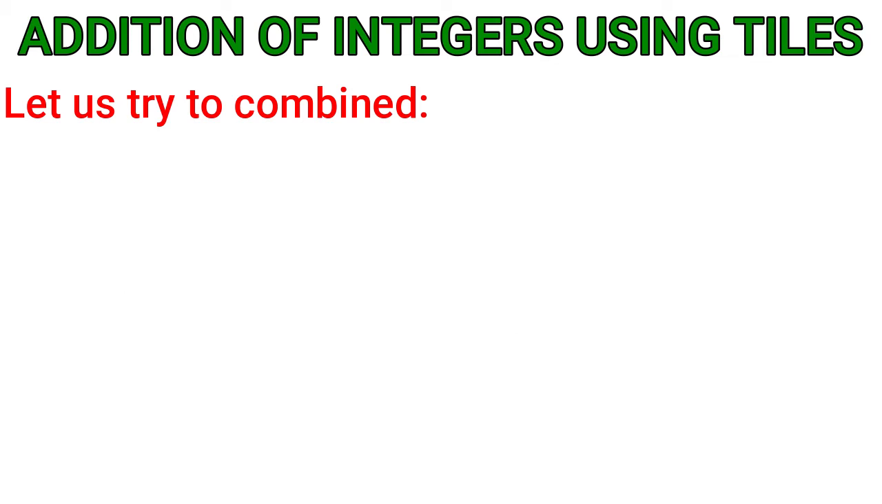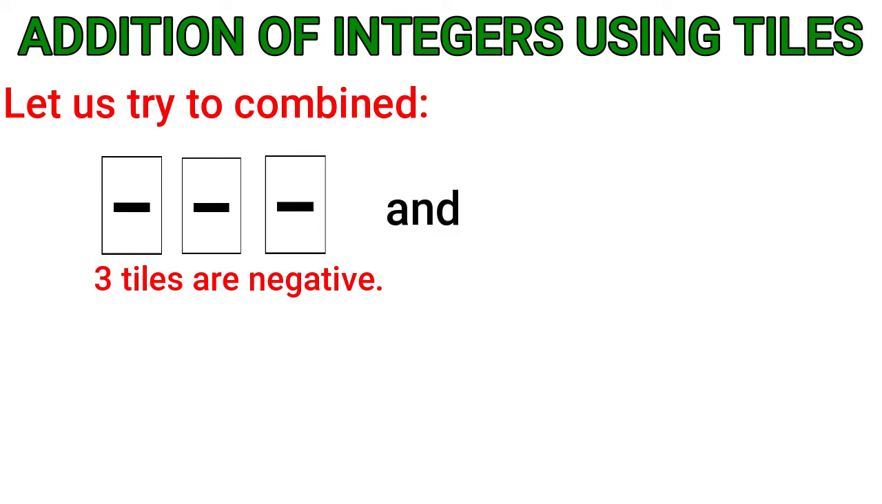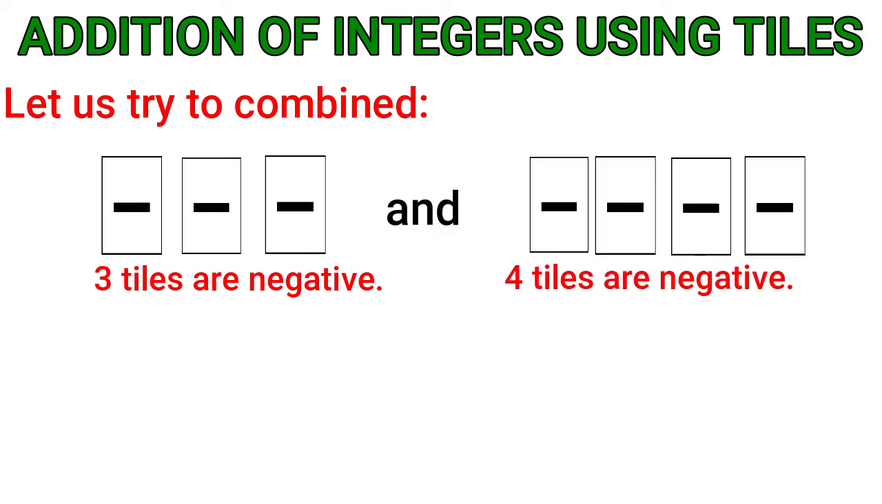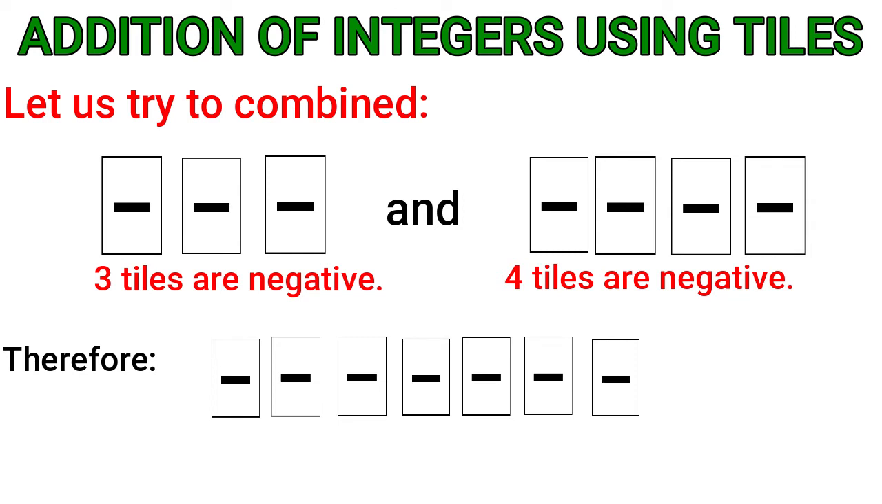Next, for number 2, combine 3 negative tiles and 4 negative tiles. The two sets of tiles are the same negative. Therefore, they will appear as 7 negative tiles. In symbols, negative 3 plus negative 4 will give us negative 7.